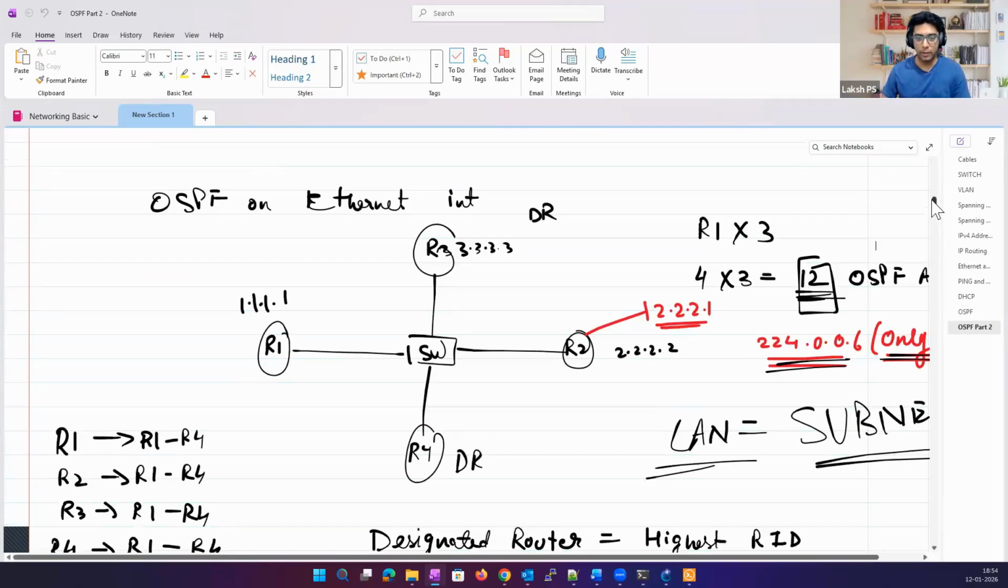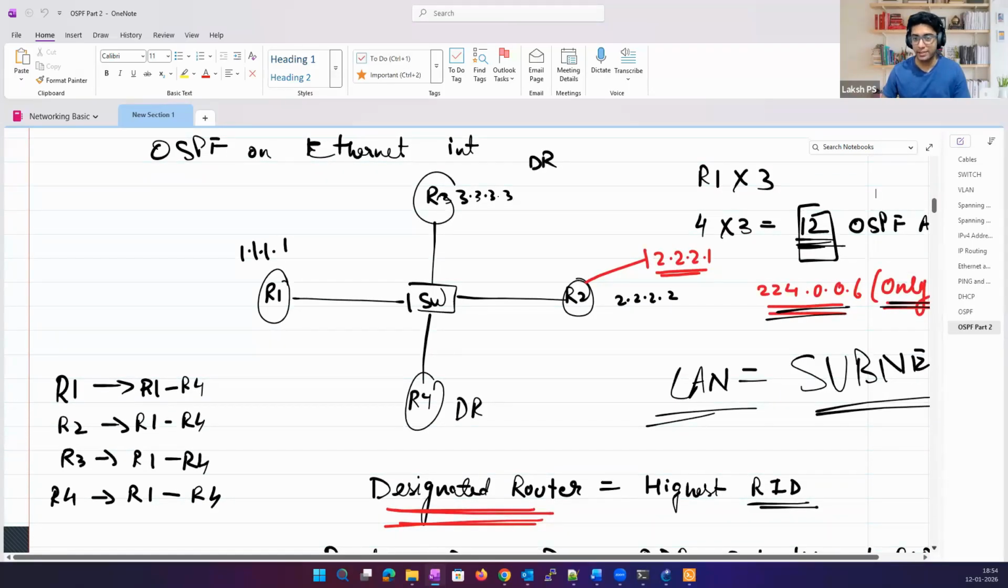Right? We discussed what a DR is: a device in an Ethernet network which has the highest router ID, and the BDR is the router with the second highest router ID. So all the devices in the Ethernet OSPF network will have adjacency only with the DR. The non-DR routers will have adjacency only with the DR. In our scenario, R4 was the DR and R3 was the BDR. So R1, R2, and R3, all three of them, will have adjacency with the DR.